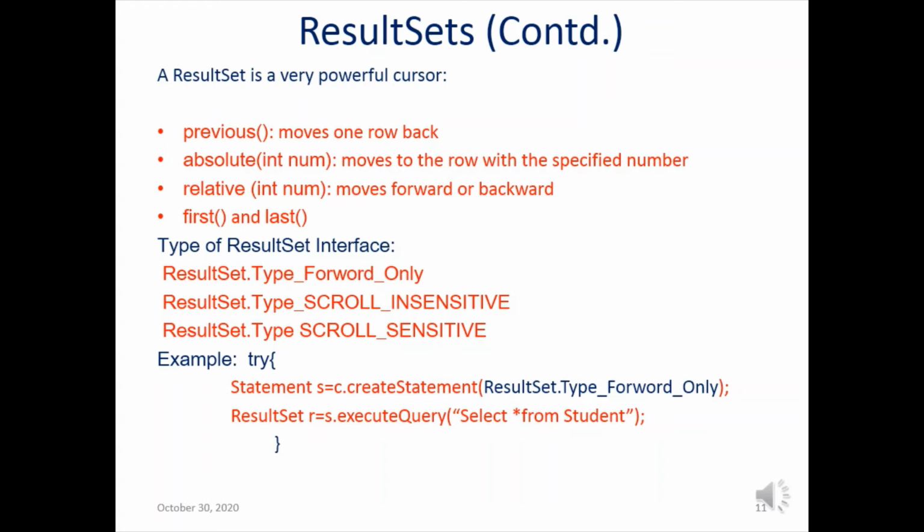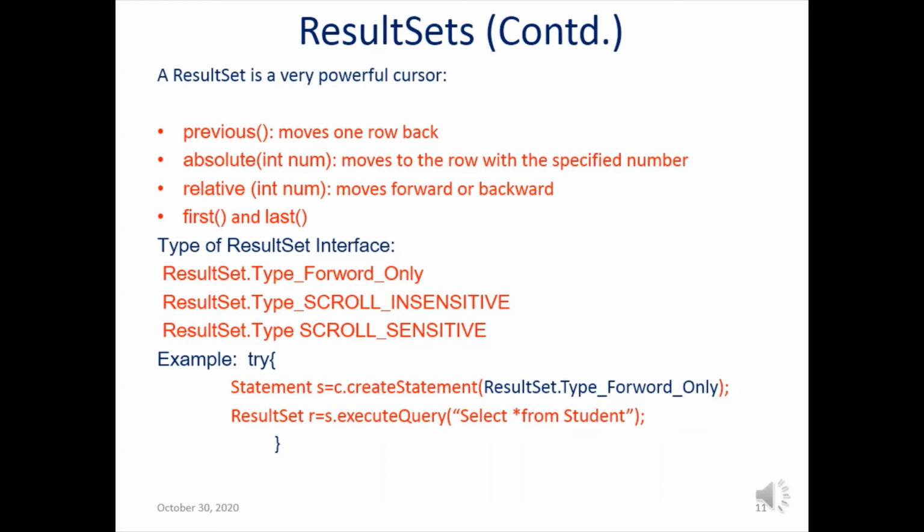The different types of ResultSet interface are ResultSet.TYPE_FORWARD_ONLY, ResultSet.TYPE_SCROLL_INSENSITIVE, ResultSet.TYPE_SCROLL_SENSITIVE. We already discussed in the previous slide that TYPE_FORWARD_ONLY means the cursor will be moved in only the forward direction. TYPE_SCROLL_INSENSITIVE means the cursor can be moved in both forward and backward directions, jumping from one location to another location.